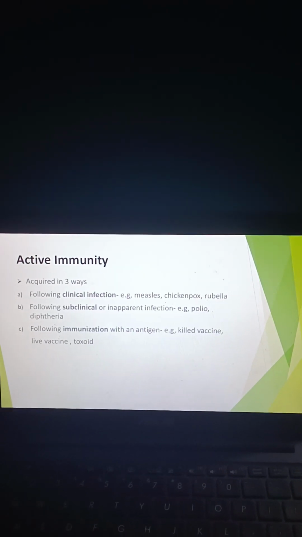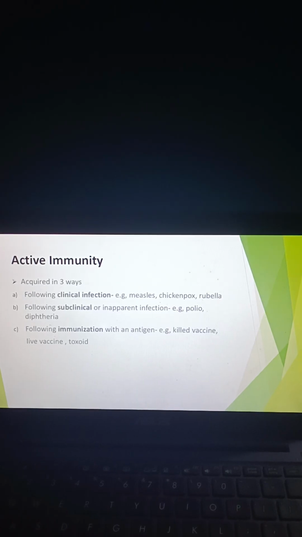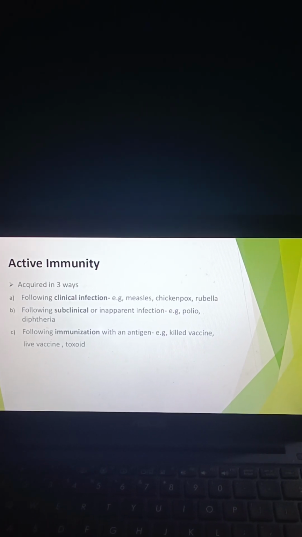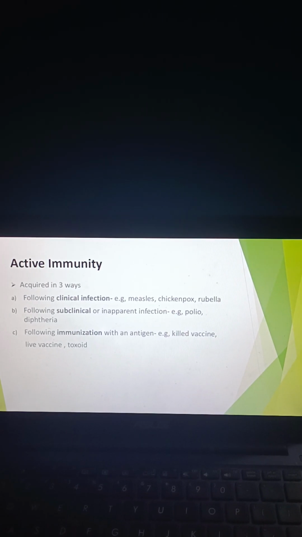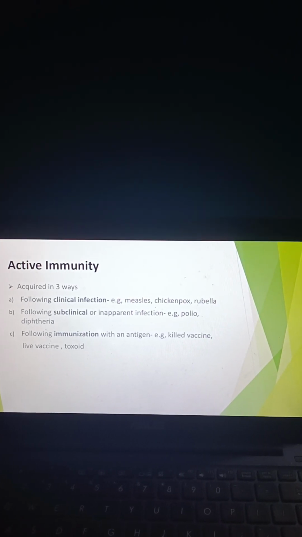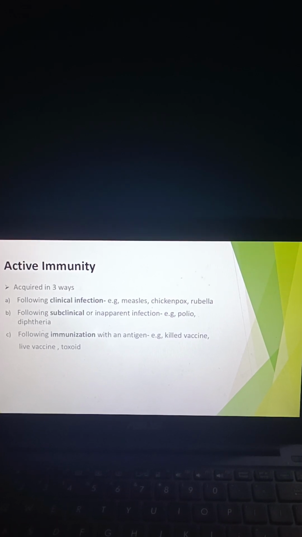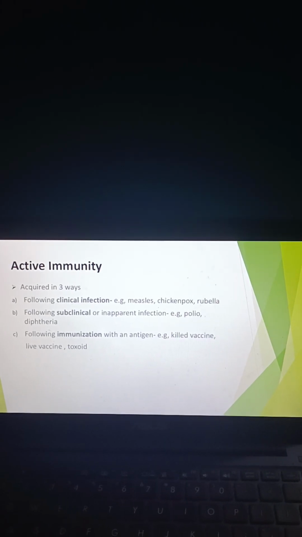Then coming to active immunity, acquired in 3 ways. Following clinical infection, for example measles, chickenpox, rubella; following subclinical or inapparent infection, for example polio and diphtheria; and following immunization with an antigen, for example killed vaccine, live vaccine, toxoid.